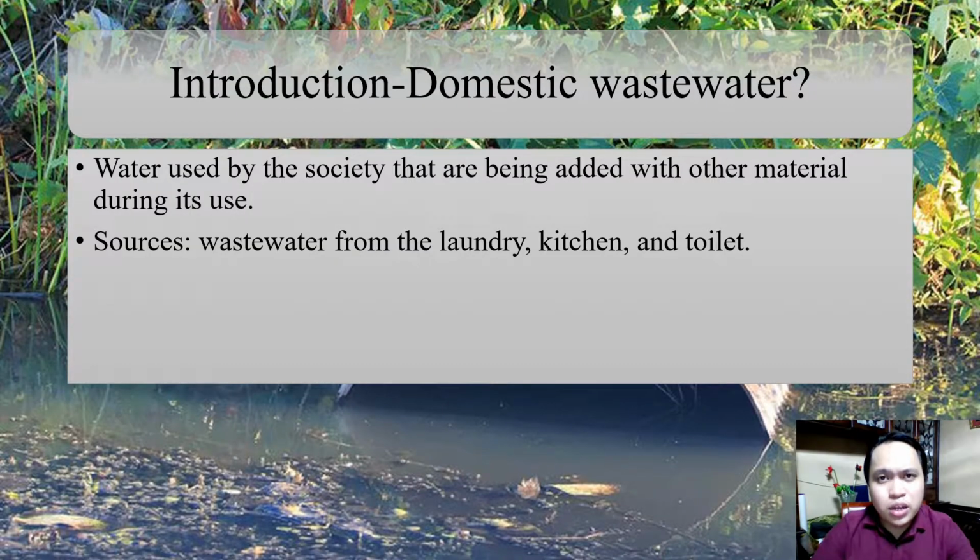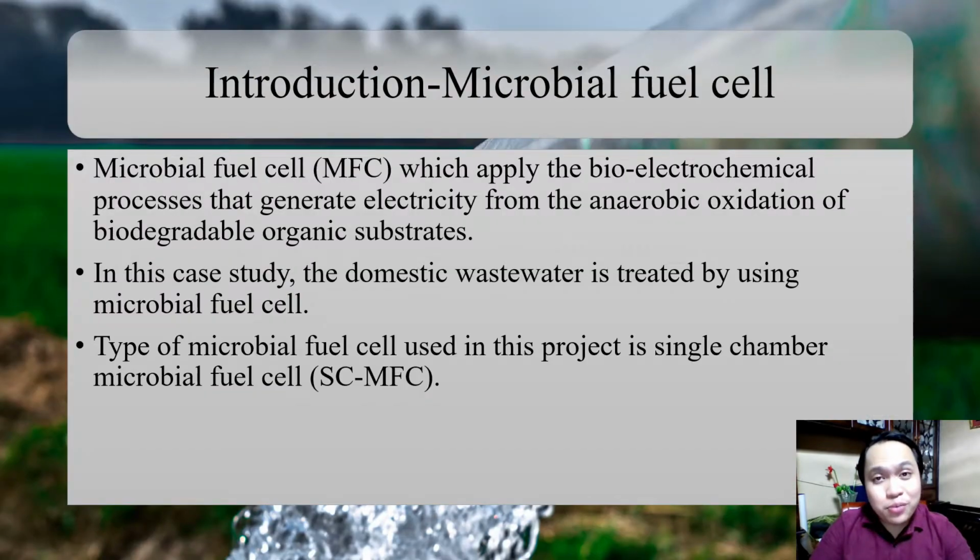Domestic wastewater can be referred to as the water used by the community that is being added with other material during its use. The sources of domestic wastewater are known from the wastewater from the laundry, kitchen, and toilet. The microbial cell can be used to treat domestic wastewater.